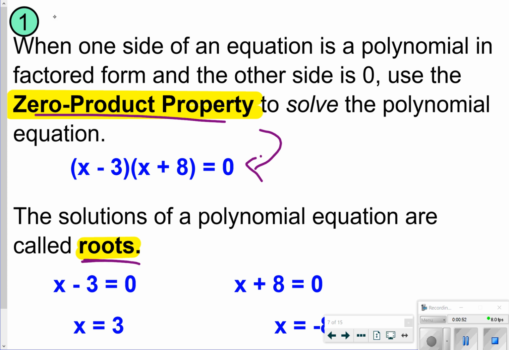So we're going to take time now just to write down what the zero product property is, and then the solutions are called roots. Once you're done, go ahead and click play so you can go on to see how it's done.